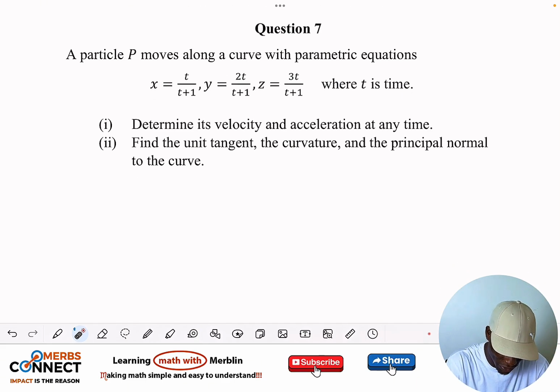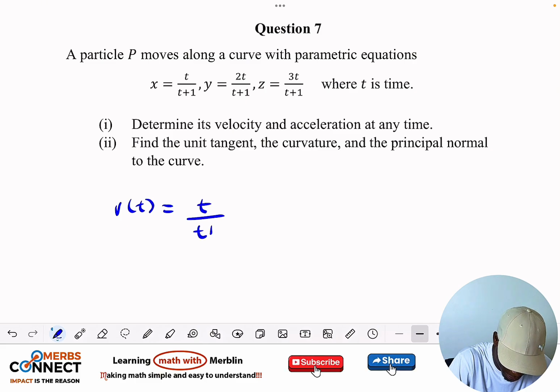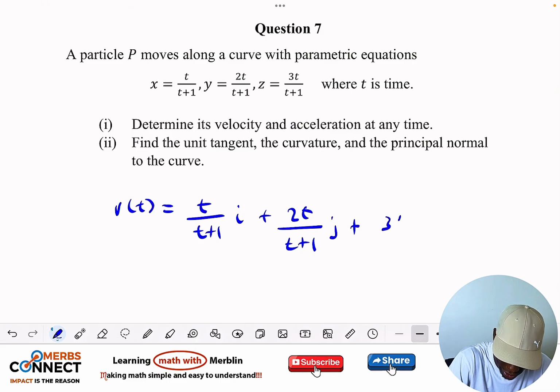Basically I can't leave it, because if I want to leave it, should I leave it for you guys to do? Okay, so let me try and do some for you. So the position vector is going to be t over t plus 1 i, plus 2t divided by t plus 1 j, plus 3t divided by t plus 1 k.